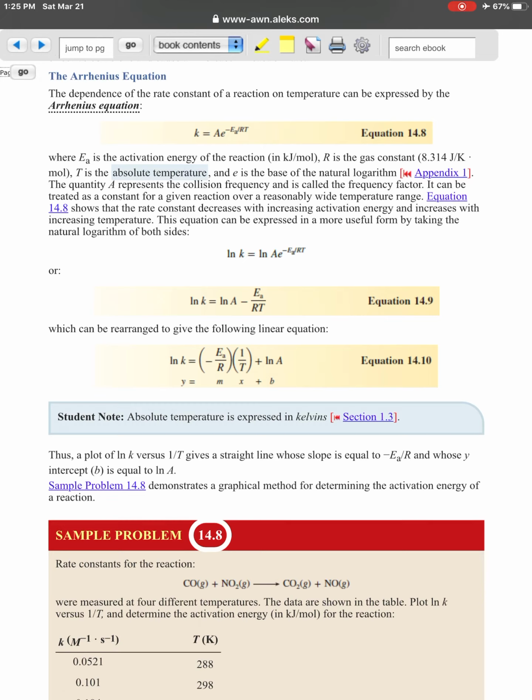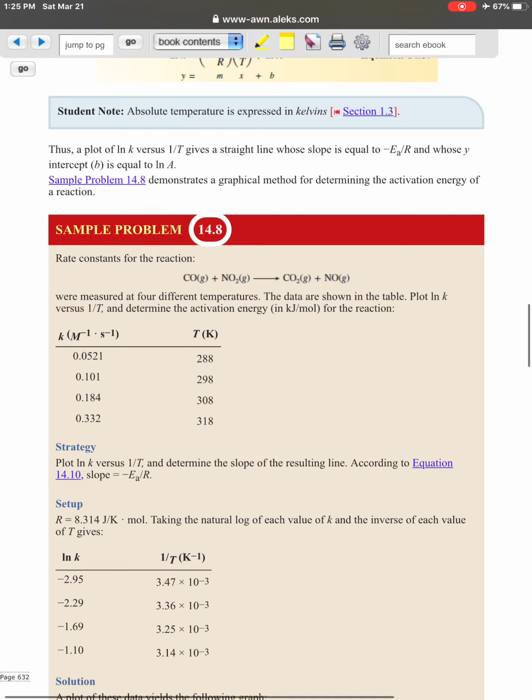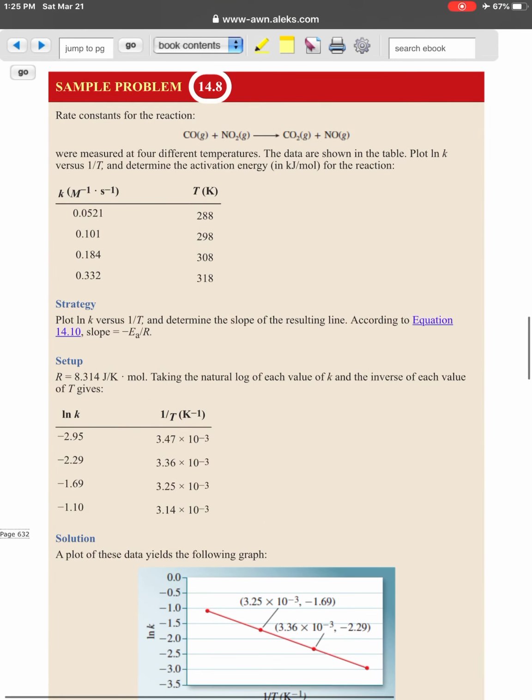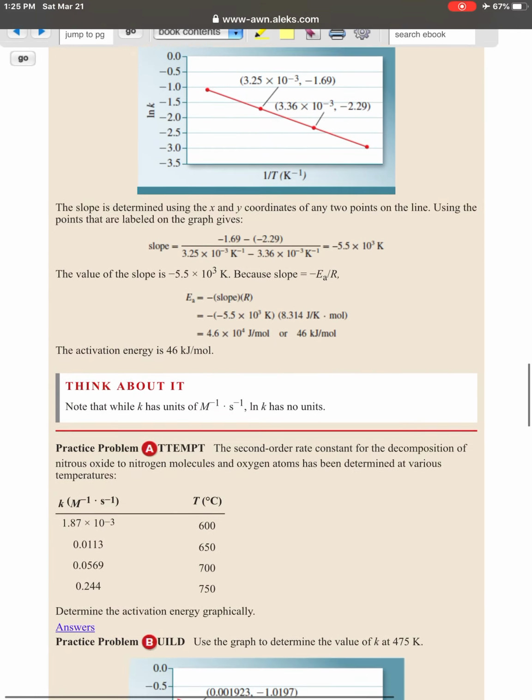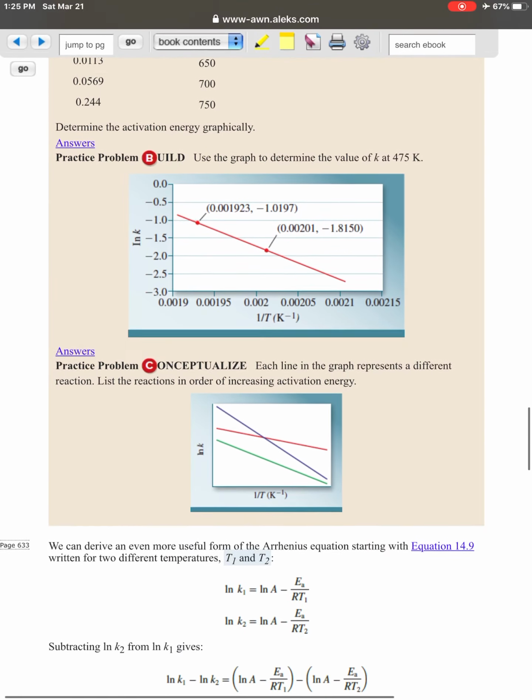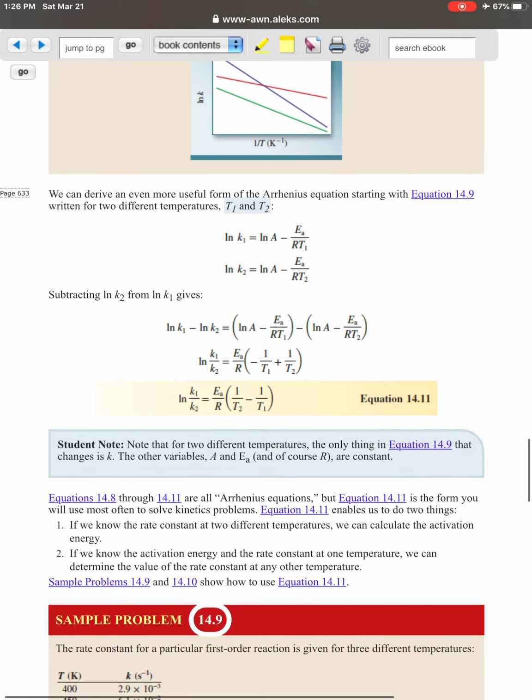Student note: absolute temperature is expressed in kelvins, section 1.3. Thus, a plot of ln k versus 1 over T gives a straight line whose slope is equal to minus E sub a over R, and whose y-intercept b is equal to ln of A. Sample problem 14.8 demonstrates a graphical method for determining the activation energy of a reaction. There's sample problem 14.8. Practice problem A, practice problem B.